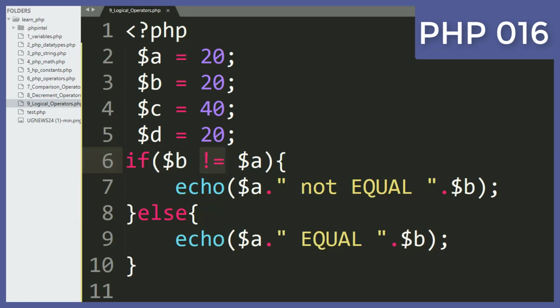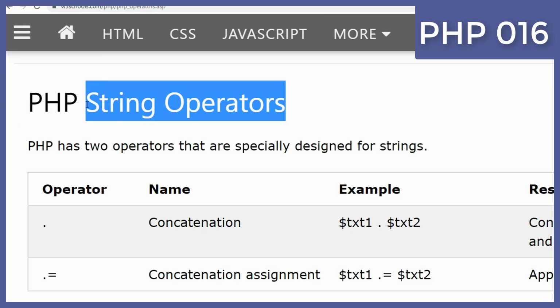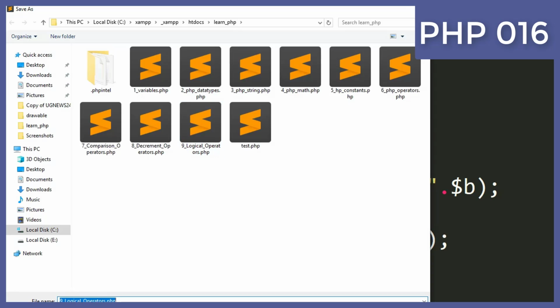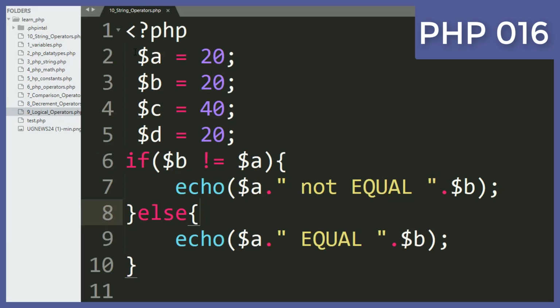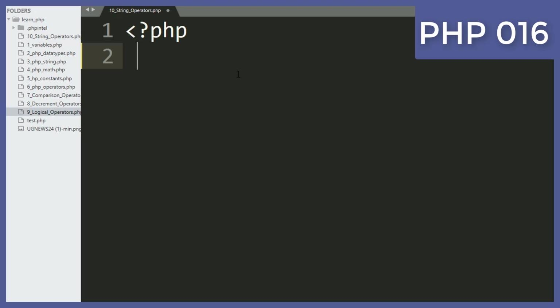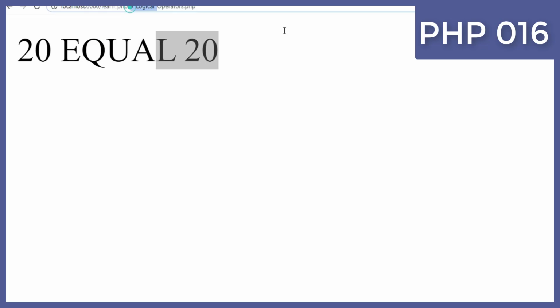So what I'm going to do, I'm going to copy these string operators, then save a file. Go to Shift S and save as a new file, and I'll save this one as file number 10, and then I'll change this one to string operators.php. So I'm going to delete everything here, and I'm going to open my file. As you can see, there is nothing.